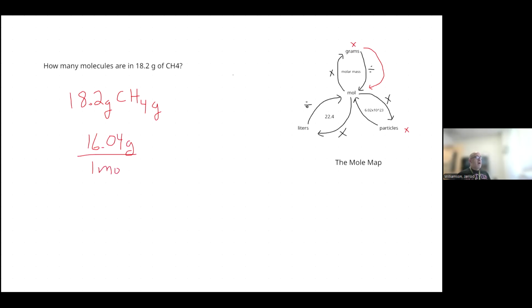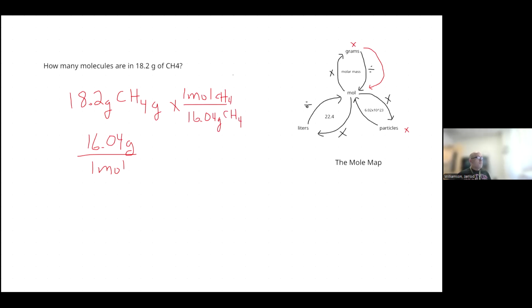So if I divide by the molar mass, that's the same thing as putting 1 mole of CH4 over 16.04 grams of CH4. Okay?